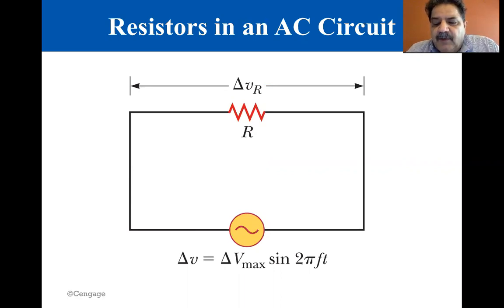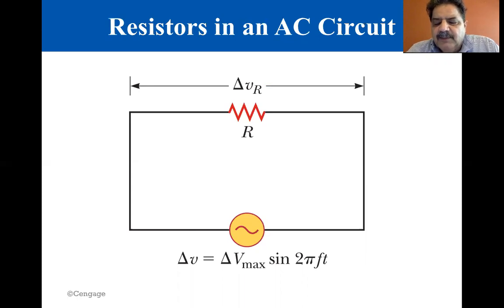The output of an AC generator is sinusoidal and varies with time according to the equation here. Delta V equals delta V max sine 2 pi f t. Of course, 2 pi f is omega. And the f in most household circuits is 60 hertz. Delta V is the instantaneous voltage, delta V max is the maximum voltage of the AC generator, and f is the frequency at which the voltage changes, measured in hertz. And as I said earlier, in US households, it's 60 hertz. In European households, it's 50 hertz.